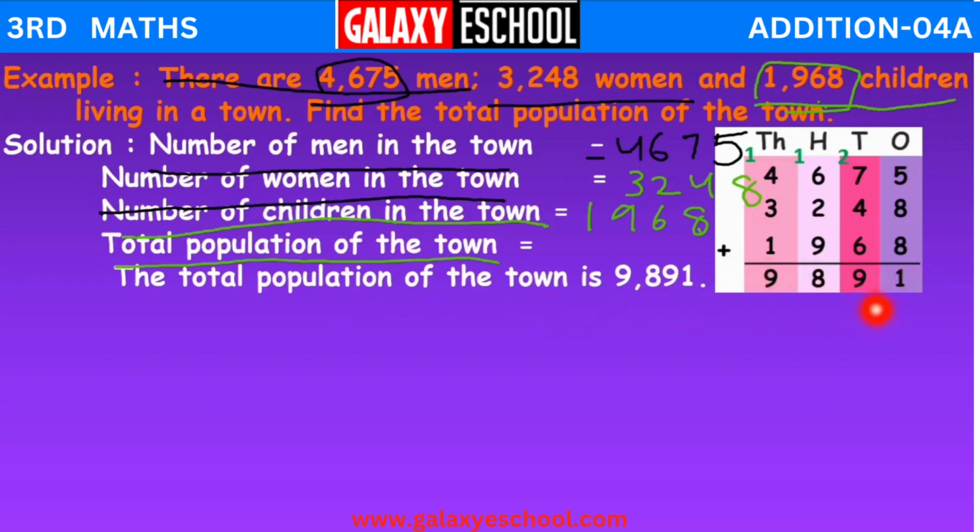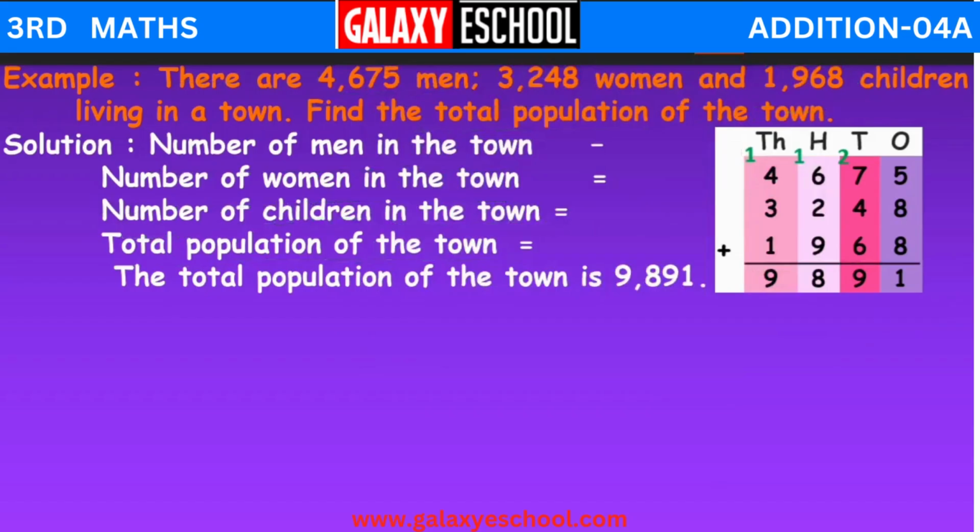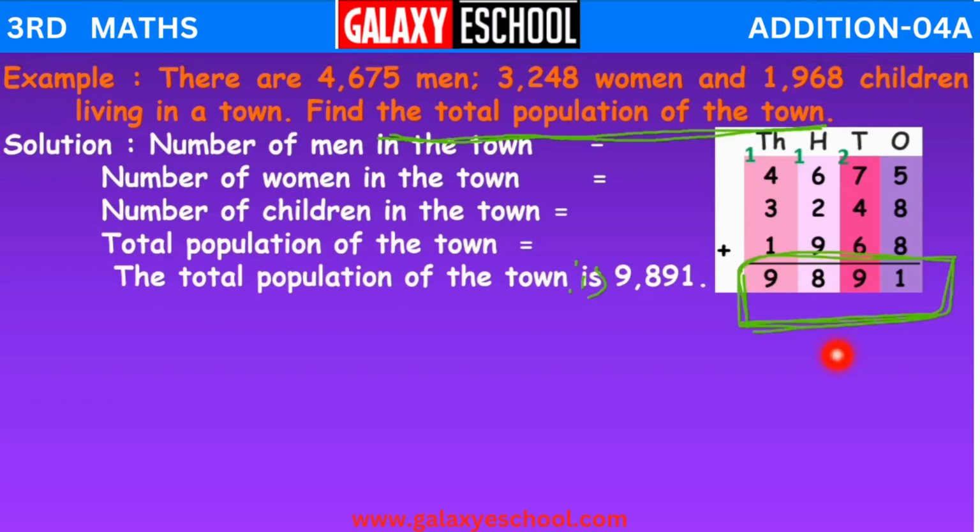Yes. So this number we got, which is the sum of all the people in the town, becomes the total population. And the question was, find the total population of the town. So the ending sentence would be, the total population of the town is. Yes, what will the sentence be? The total population of the town is 9,891. And how did we get this, children? We got this by adding the number of men, women and children living in a town. Yes, I hope this was clear.